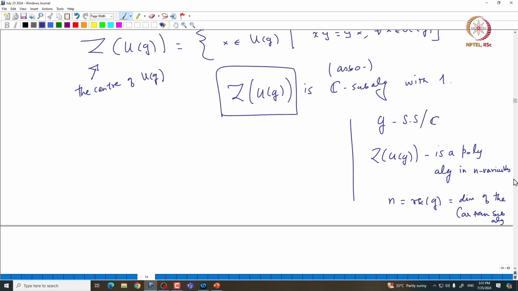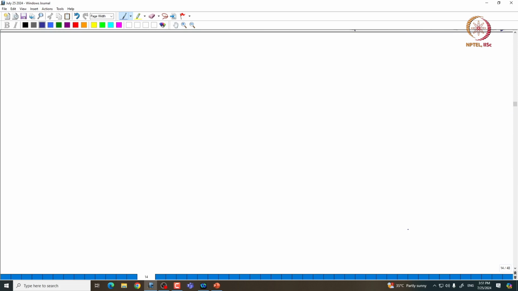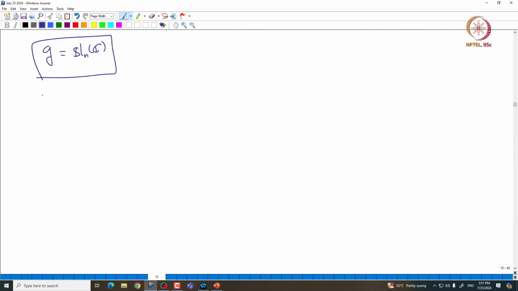But for all our basic purposes, for example, we are interested in proving Weyl's complete reducibility. For that purpose, it is enough to produce one non-trivial element inside your center. That is what the Casimir element construction actually gives us. So, let us try to construct the Casimir element inside the center. Let us assume G to be semi-simple for the rest of the lecture.